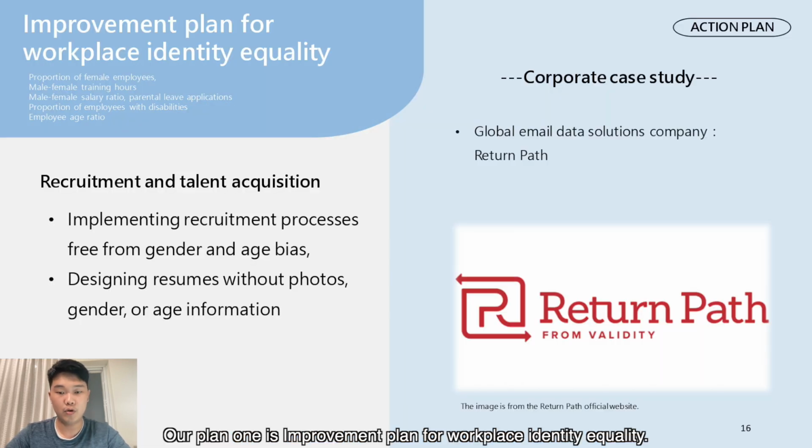Our plan 1 is the Improvement Plan for Workplace Identity Equality. It's about making sure companies don't treat employees differently because of things like gender, age, or race. Our plan aims to stamp out any potential discrimination in the workplace. For example, we suggest that companies adopt anonymous resumes similar to Return Path. That means crafting resumes without photos or personal details like gender or age. Just focus on the skills and the ability of the applicants.